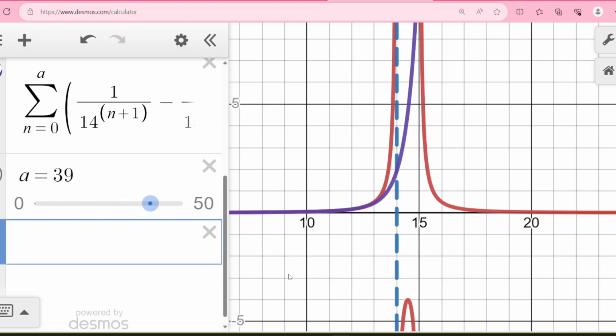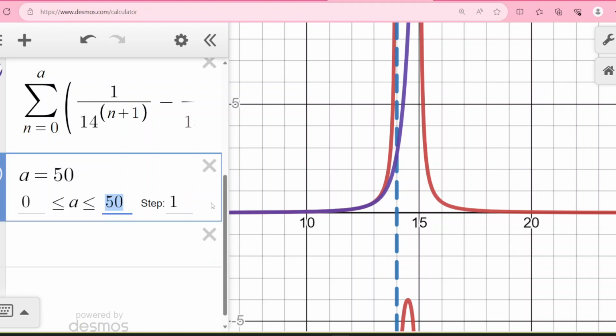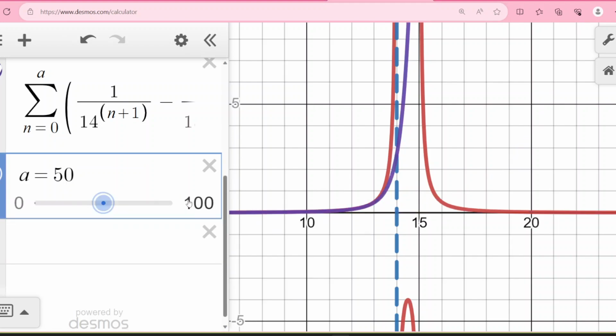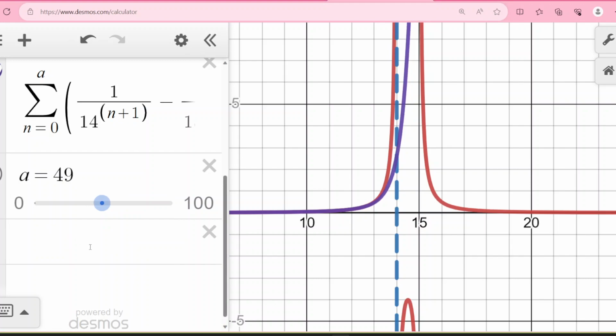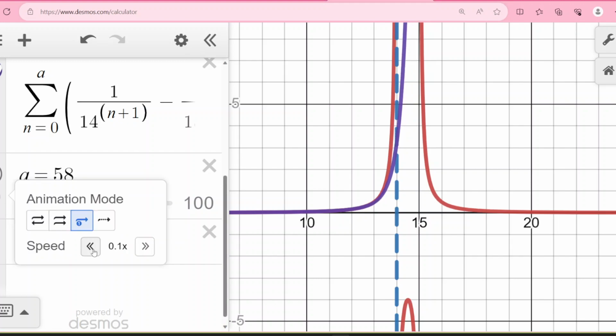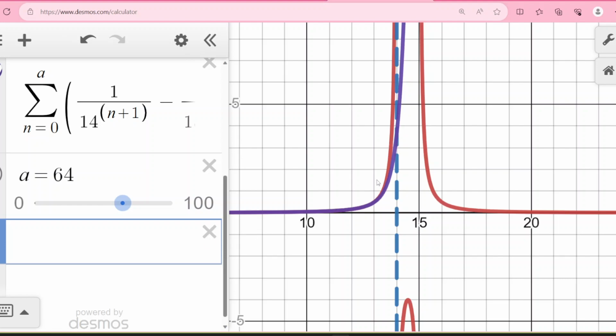Maybe I need more than 50 terms here, but you see the sum of the first 50 terms is getting close. It's slowly creeping up on the red graph. Let's do the first 100 and play it again. Oops, let's have it play the other way, please. Let me slow it down again. There you see 65 terms, 66 terms, and so on.